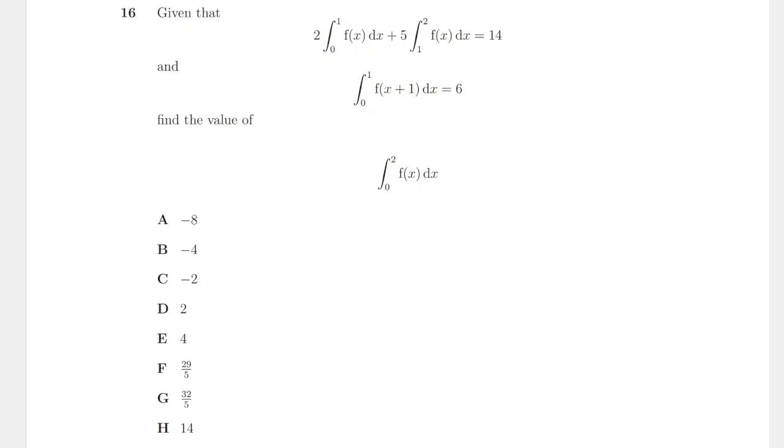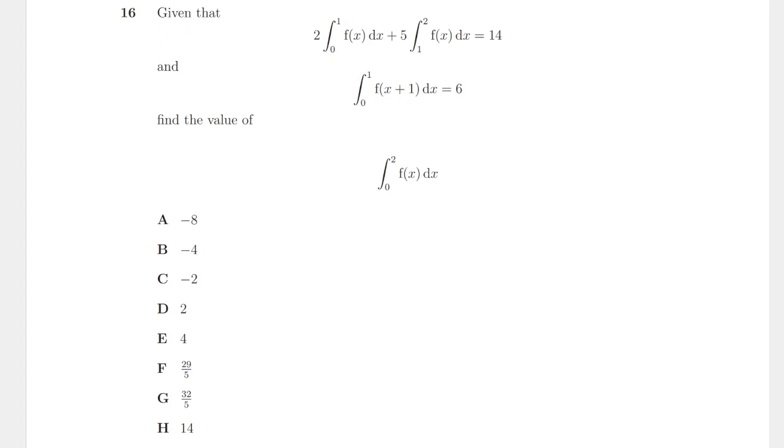Okay, question 16. Given that 2 times the integral from 0 to 1 of f(x) dx plus 5 times the integral from 1 to 2 of f(x) dx is 14, and the integral from 0 to 1 of f(x+1) dx is 6, find the value of the integral from 0 to 2 of f(x) dx. Okay, so you see, two pieces of information, right? Two equations. Then you probably realize, okay, maybe it's something about simultaneous equations, yeah? But of course we have to think about what the variables in these simultaneous equations are.